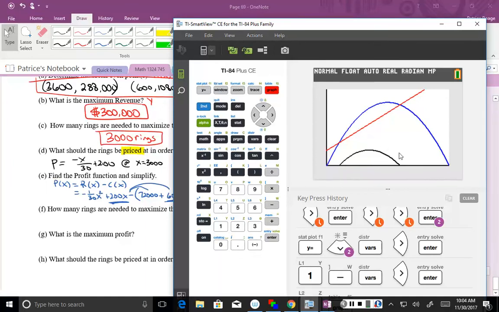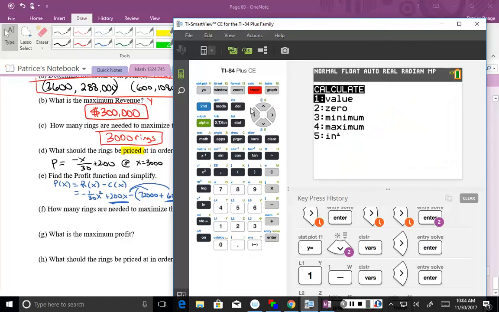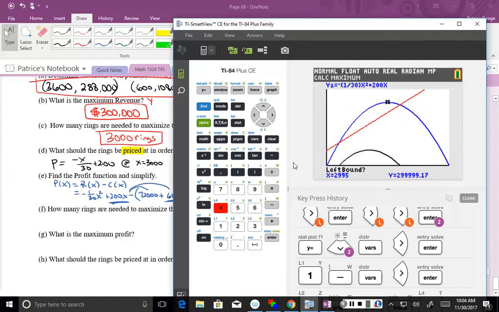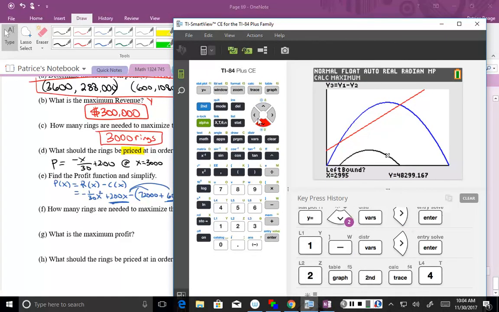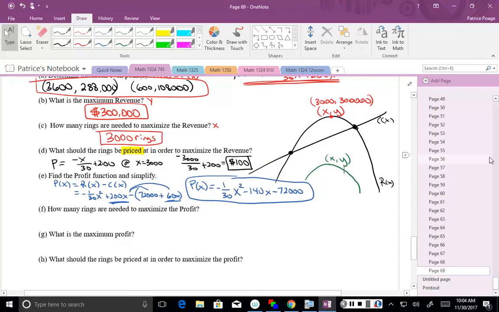I want to find the maximum. I'm going to go to second trace, number 4. If I'm on the wrong one, I need to hit down, down. I'm going to get on the left side, hit enter, move it to the right side, hit enter, and guess. I get 2,100 and 75,000.